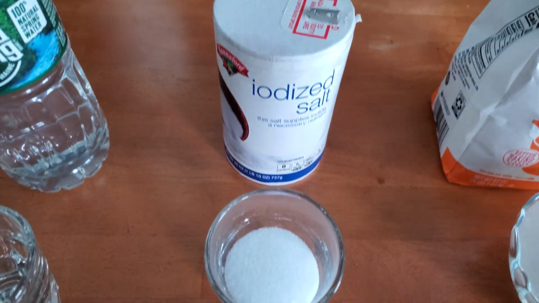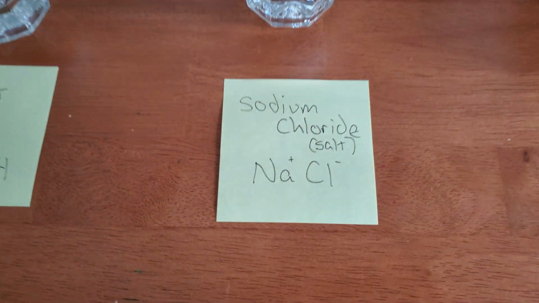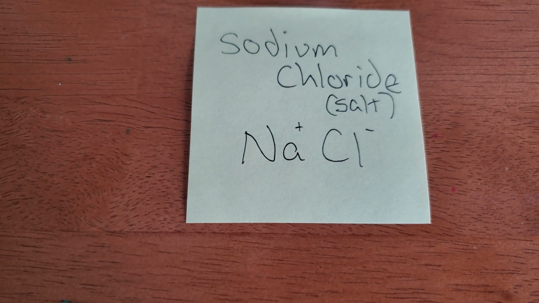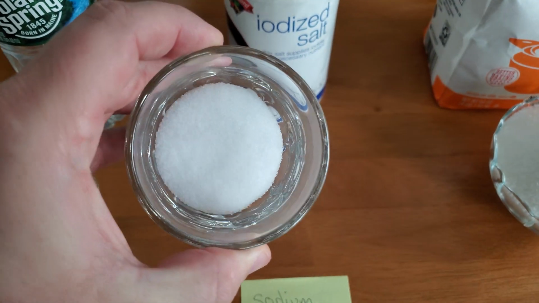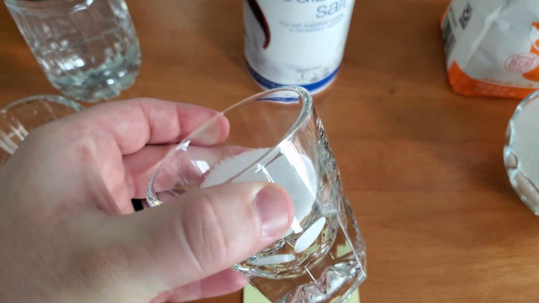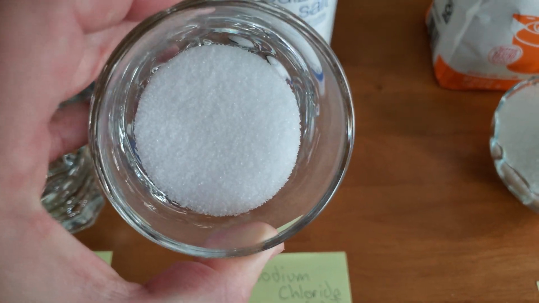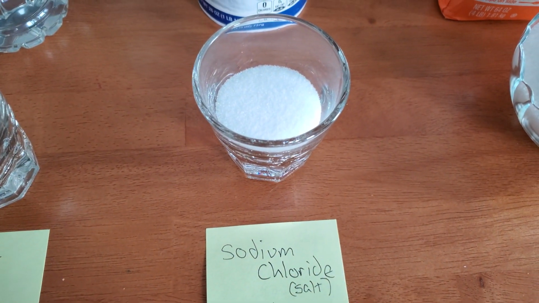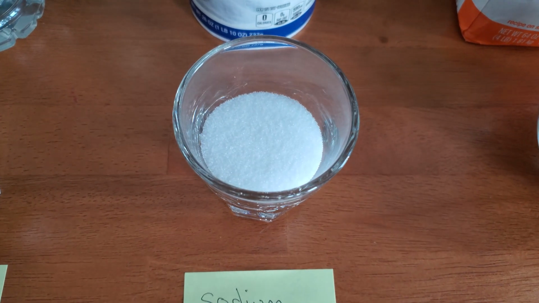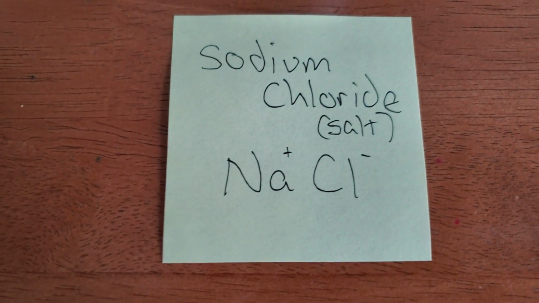Next we have salt, sodium chloride. 1 atom of sodium, 1 atom of chlorine. Here's a mole of salt. It's a little bit more than water. Still not too much though. In that glass right now, I have 6.02 times 10 to the 23rd of this unit.